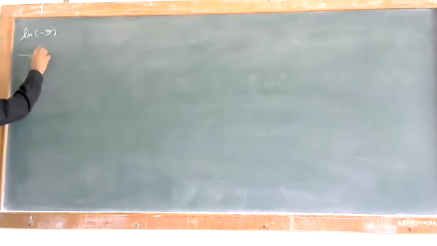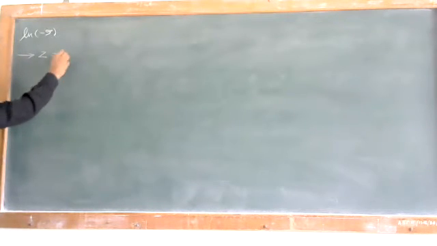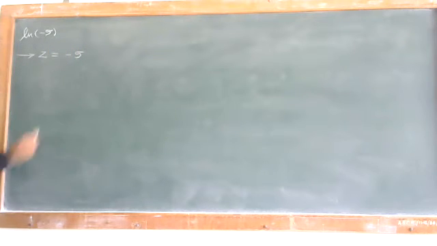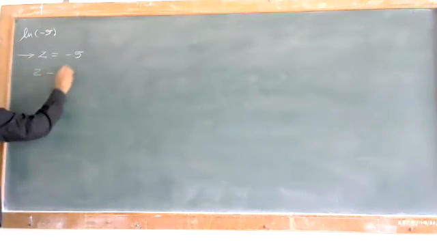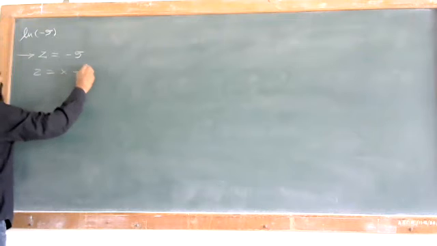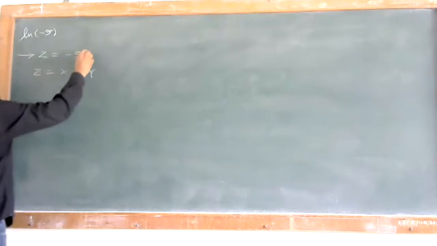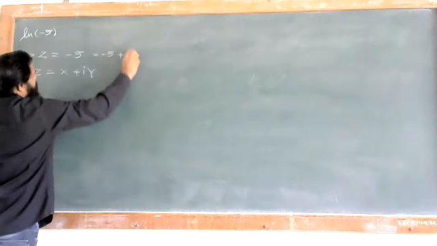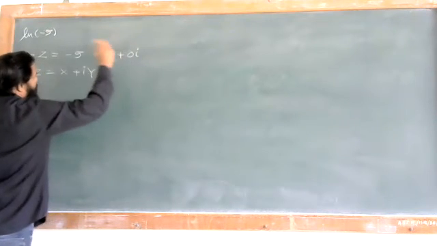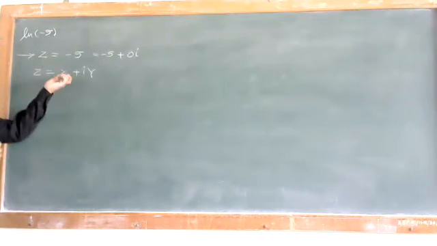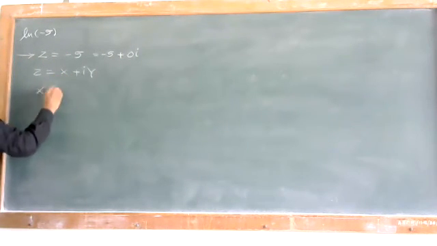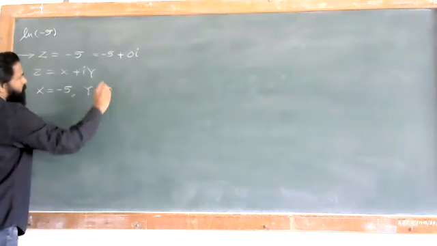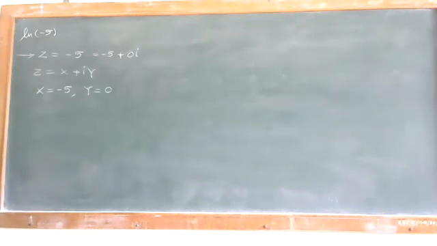The complex number, we can write z is equal to -5. So you can compare this with z is equal to x plus iy. You can write this as -5 plus 0i. That means the value of x is equal to -5 and the value of y comes out to be 0.